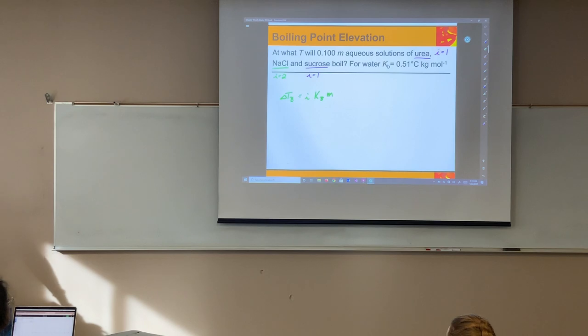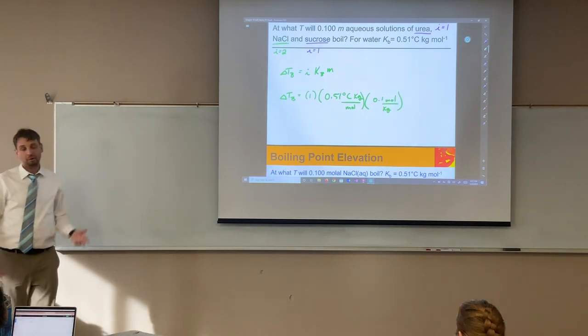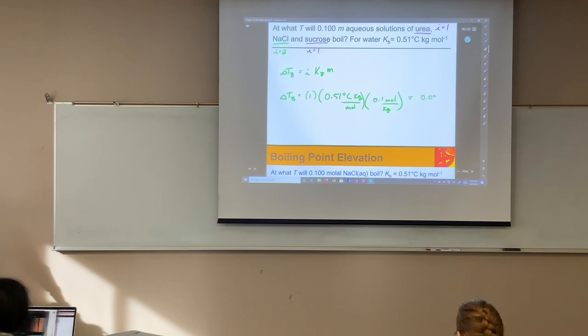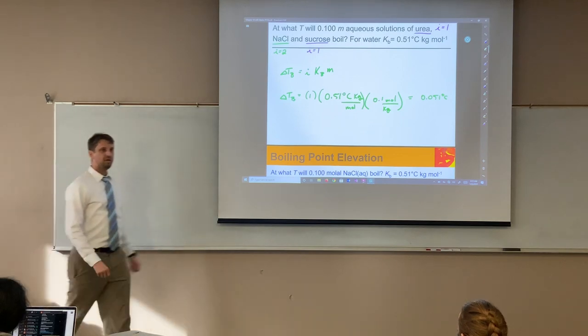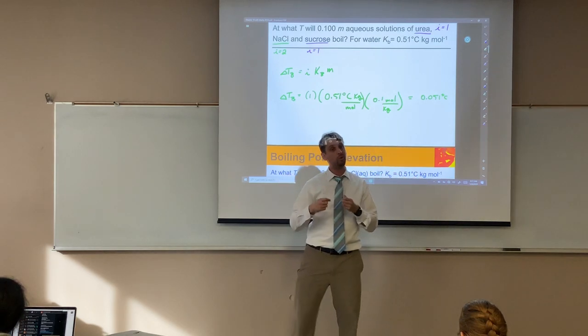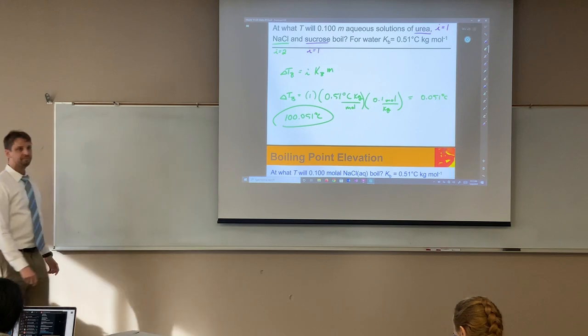Just to put some pen to paper: delta T boiling point is 1 times 0.51 degrees Celsius kilogram per mole, and we have a molality of 0.1 moles per kilogram. Which one am I calculating here? Urea or sucrose, whichever you want. If I do this, I get 0.051 degrees C. So my new boiling point is 0.051? Don't do that. Remember, we're dealing with aqueous solutions. The question is asking what temperature this will boil at, so my answer is 100.051 degrees Celsius is my new boiling point.